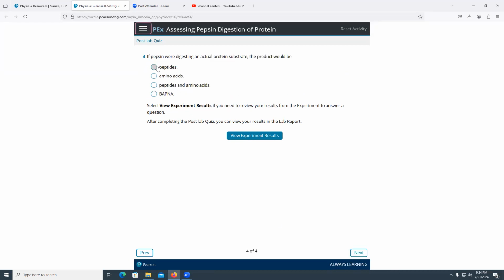If pepsin were digesting an actual protein substrate, the product would be peptides and amino acids. Remember, peptides are from 10 amino acids up to 100. So you can have a huge globular protein that, when you digest it, you break down into not just peptides or not just amino acids. You may need additional rounds of enzymatic digestion to break peptides down into more amino acids. So we don't just go from peptides into amino acids, and we don't just go from polysaccharides into monosaccharides. We go into different routes.